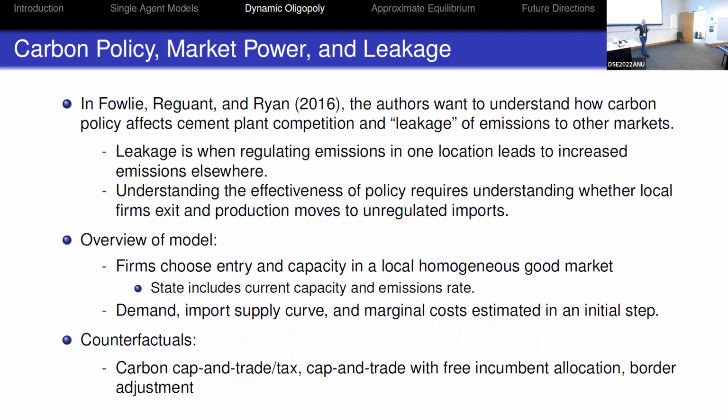And then they're just going to estimate demand and import supply curves and marginal costs in the initial step, right? And so the real game here is going to be how, and in particular in counterfactuals, changing the cost of emissions changes the investment decisions, right? So now if I'm a relatively dirty plant, I may want to invest in the new clean technology that puts me in a different competitive position with my rivals and with foreign imports into the market.